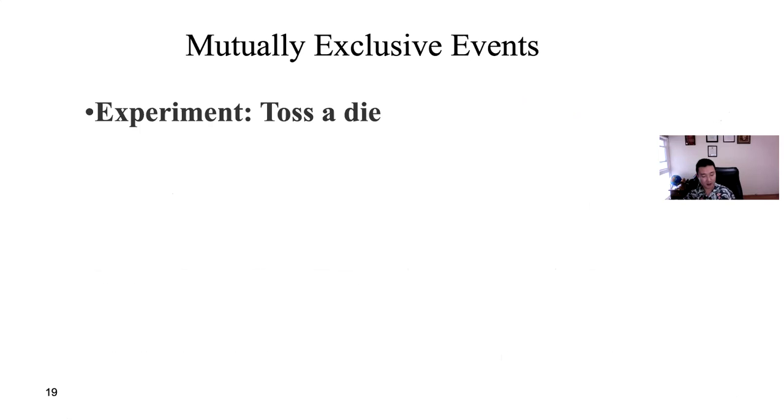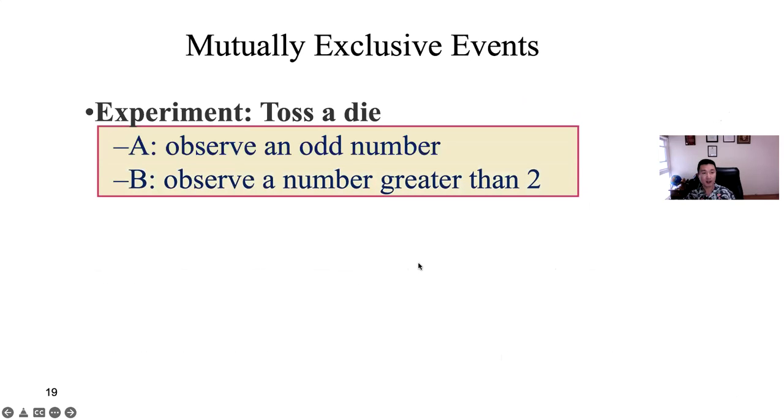Okay. Again, use the toss the die experiment. Let's say event A is we get an odd number, and event B is a number greater than 2. These two events are not mutually exclusive, because odd numbers include 1, 3, and 5, and numbers greater than 2 include 3, 4, 5, and 6. So these two have something in common: 3 and 5.